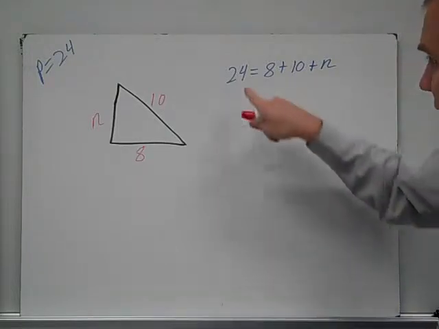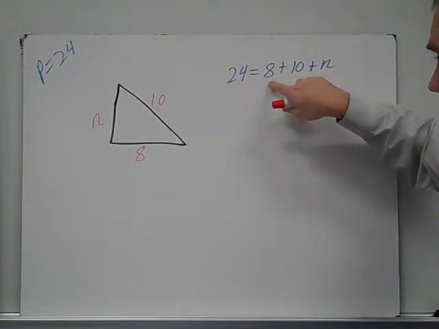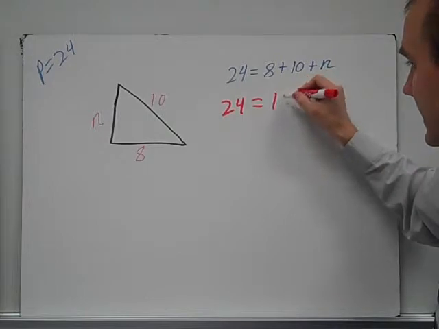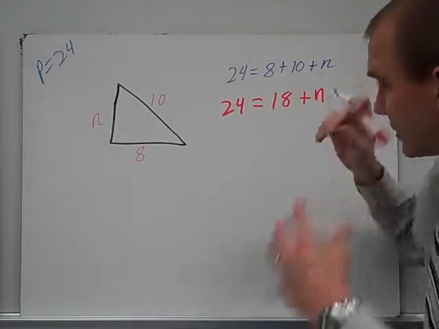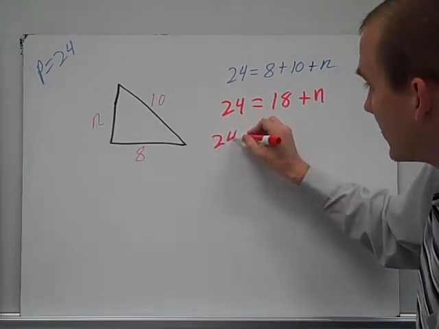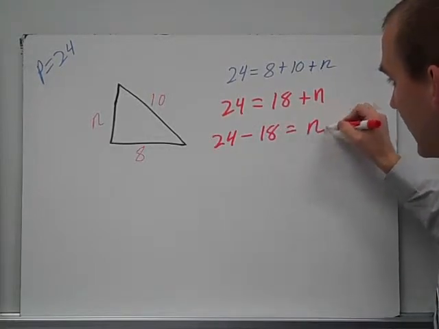Alright, so 24 equals 8 plus 10 plus N. The first thing I want to do is add up the sides I know. So 24 equals 8 plus 10 is 18 plus N. Now I want to use fact families and knowledge of numbers. 18 plus what equals 24? To figure that out, I can do 24 minus 18, and that will equal N.